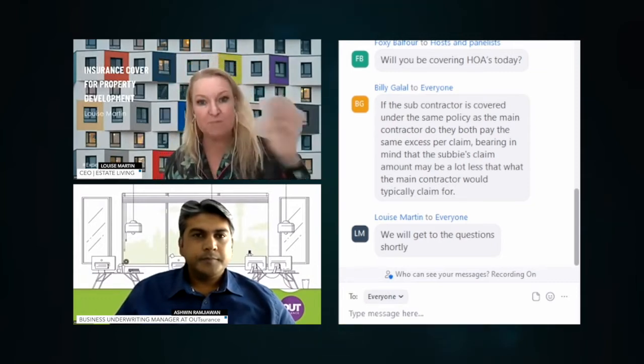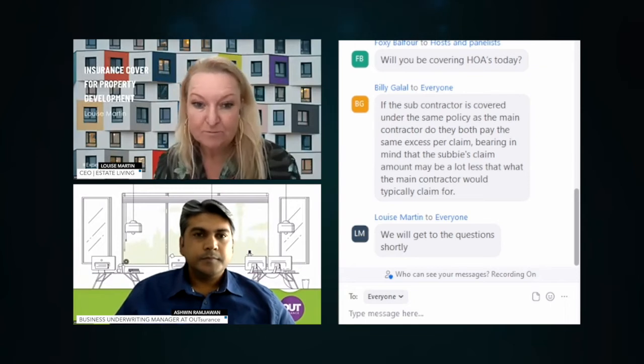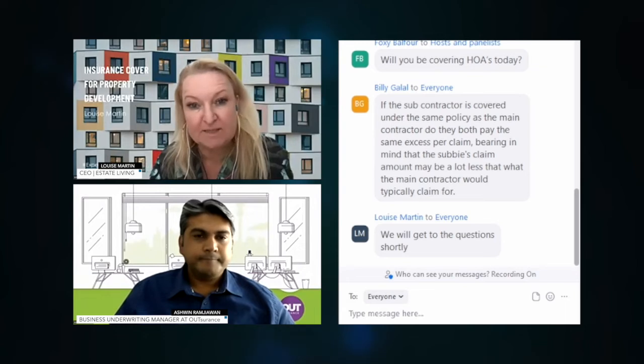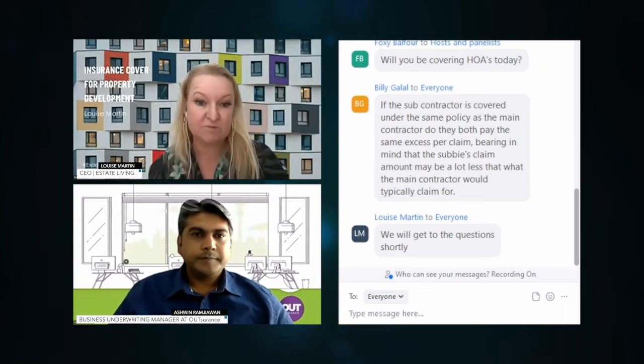So if we just go back a step, your contractor, when I think of the word contractor, I think of building contractor. So in the case of this policy, we're looking at various contractors within this ecosystem.